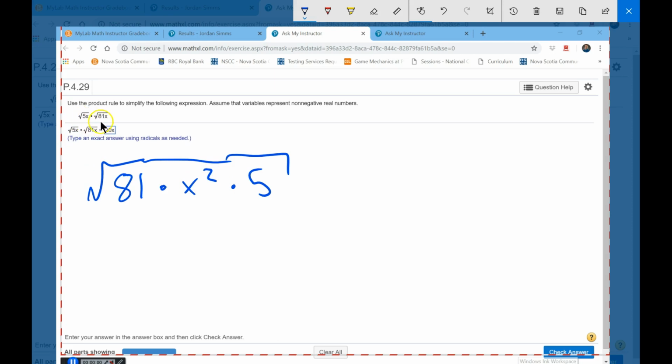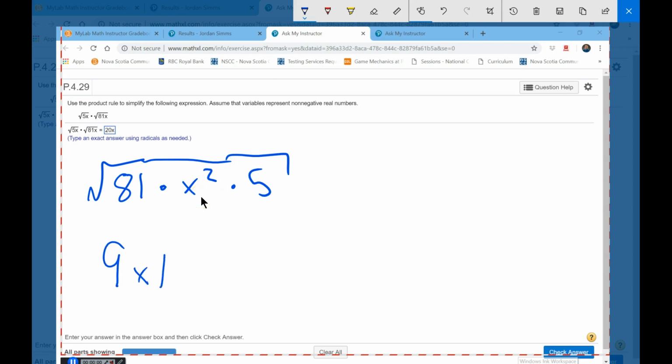Now we could have multiplied 5 times 81. It'll give us a big number, but then I would have to go through and factor out the biggest perfect square anyway, and I know it's 81, so it just saves me a step here. Then I'm going to evaluate my perfect squares. The square root of 81 is 9. The square root of x squared is x.